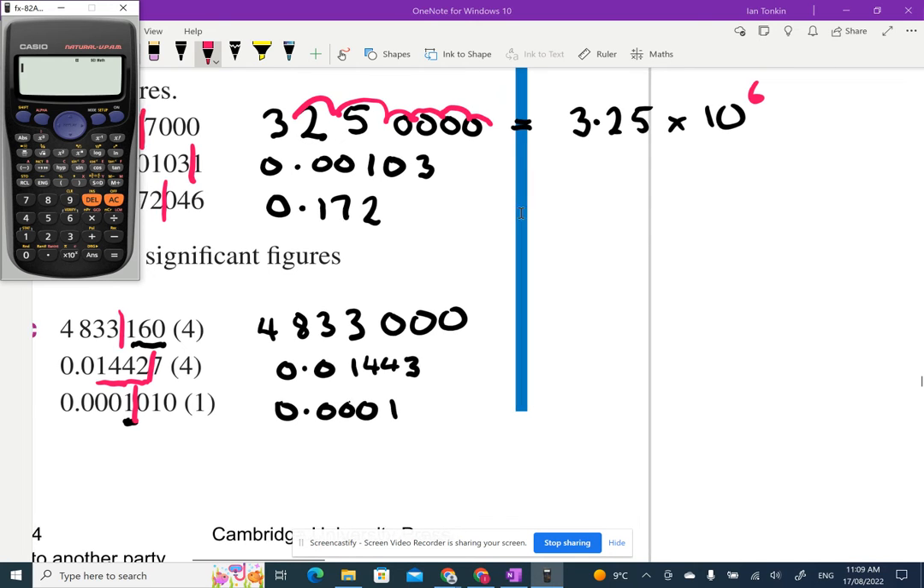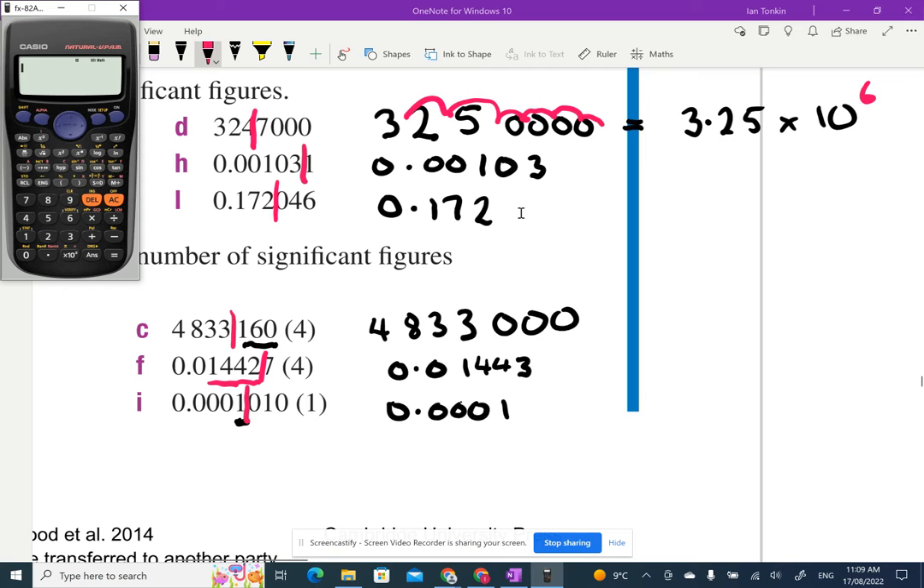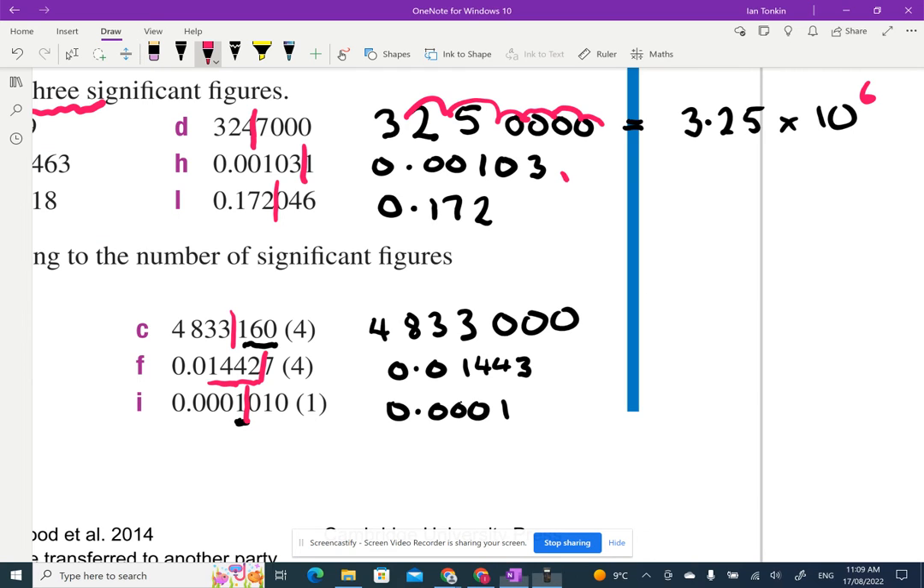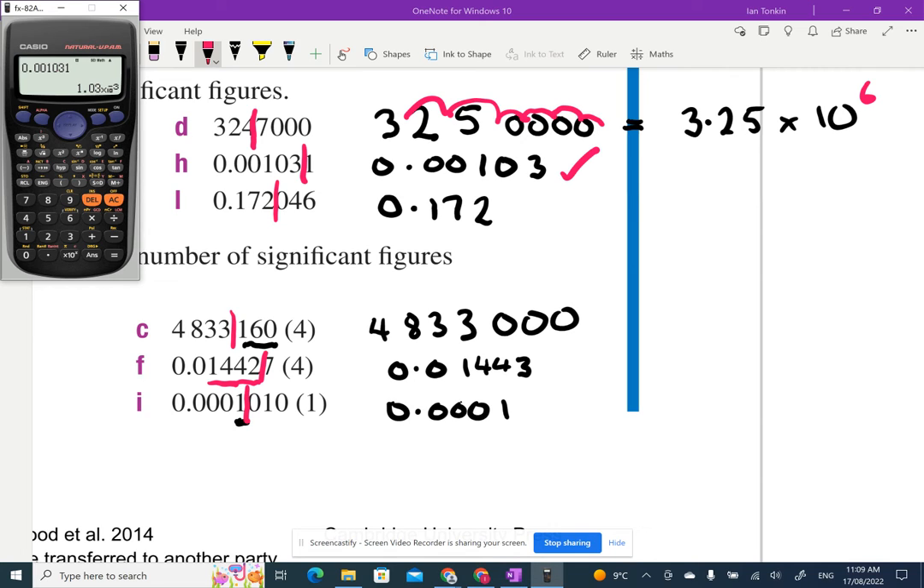So let's have a look at the question that we started with. 3,247,000. You hit equals, and it writes it in scientific notation for you. Let's try the other one. 0.001031. Now, the answer we should be getting is 1.03 times 10 to the power of something. And there it is, 1.03 times 10 to the power of -3. Now, if you wrote that answer or this answer, both would be correct. But if your calculator is going to do it for you, why not use it?